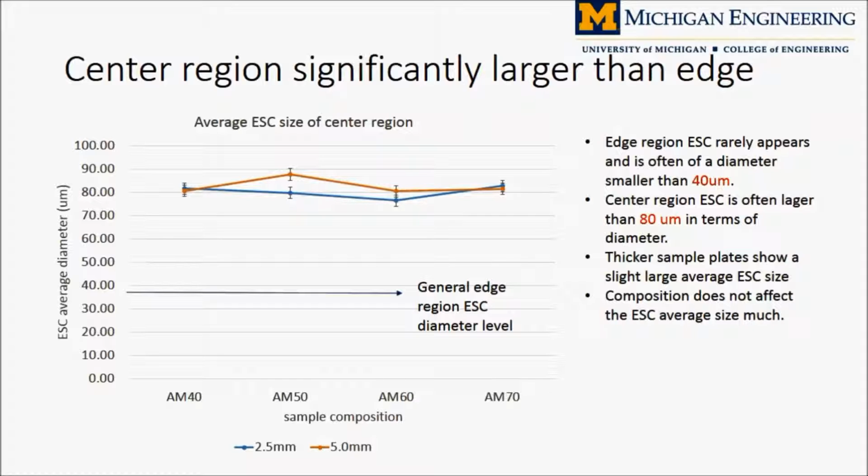Finite edge region ESCs are all of a diameter smaller than 40 microns. For center region ESCs, their average diameters are mostly about 80 microns. Thicker alloy plates show a slightly higher average size than 2.5 mm plates for AM50 and 60, and possess the same average size for AM40 and 70. 5.0 mm plates have an overall 2% larger average ESC size than 2.5 mm plates.